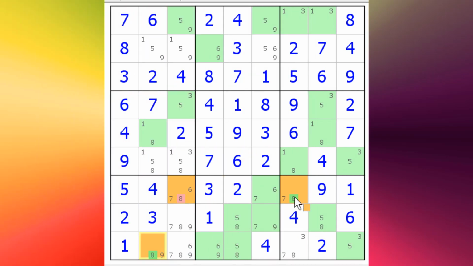Now I've highlighted the start and the end. We're starting at this 8 and finishing at this 8 over here, and our target here is in red, the 8. Now notice I haven't used the X-Wing to get rid of that 9 or that 9 down here.